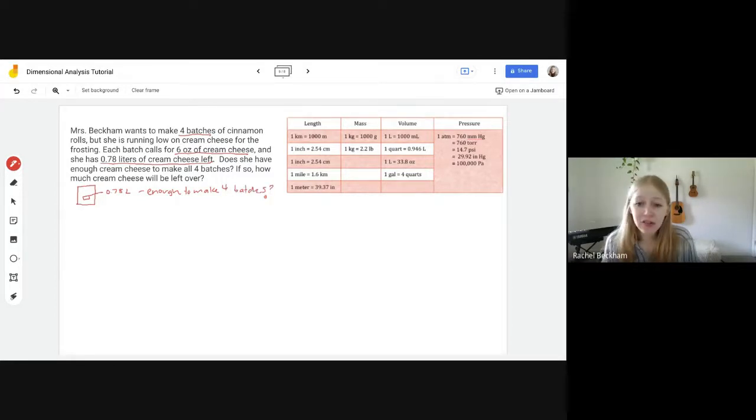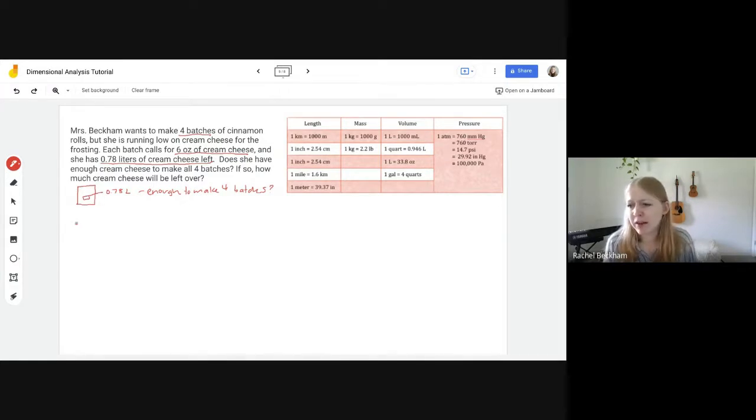Well, we can just calculate it. Let's take our 4 batches. We know how many ounces we need per batch. So let's see how many ounces 4 batches call for, because she wants to make 4 batches. And then the weird part is, you notice here we have cream cheese in ounces, and here we have cream cheese in liters. So that's really the whole confusing part of this thing. So we need to get those in the same unit, okay?